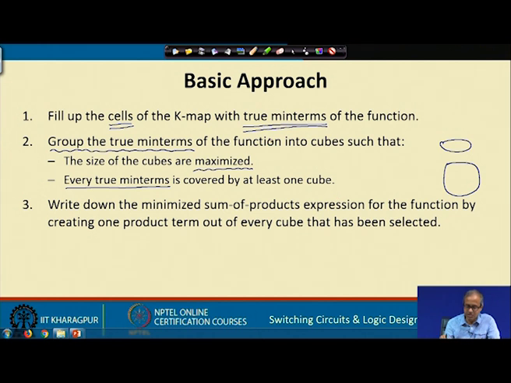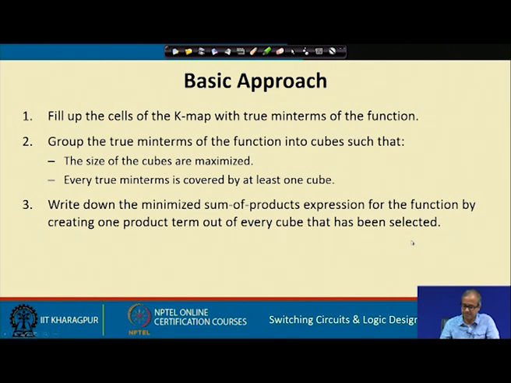Okay. So, once we have done that, every cube will correspond to a product term. We create one product term out of every cube. So, once we have grouped the true minterms into cubes, every cube will correspond to one product term, and what we get will be the minimized sum of products expression for the given function. This is the basic approach behind the Karnaugh map method.